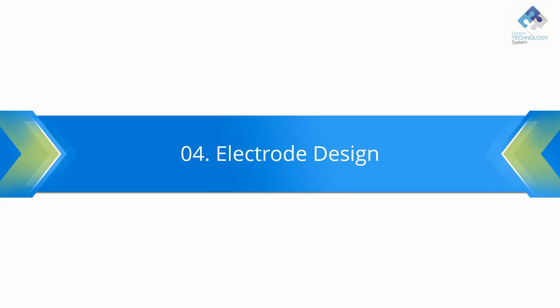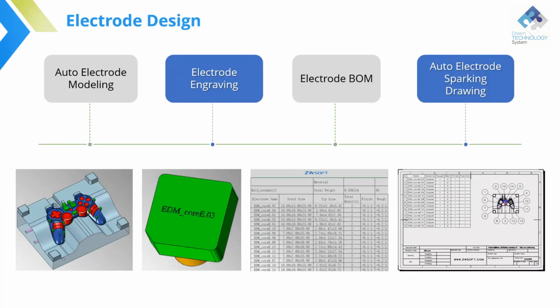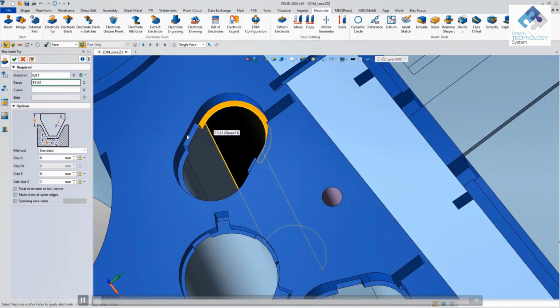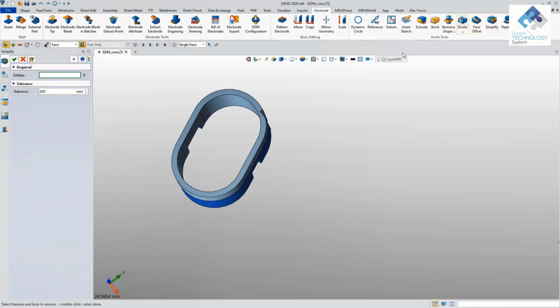The last part I will introduce is the Electrode design. After finishing the mold design, we need to think about how to machine it. For some special areas of the molding part, like a core and a cavity, we need to use electrodes for machining. ZW3D provides a full Electrode design solution from electrode modeling, machine parameters to BOM output, and auto sparking drawing creation. This is the Electrode module in ZW3D.